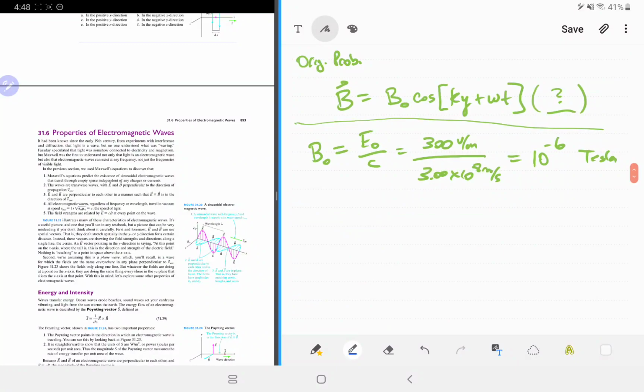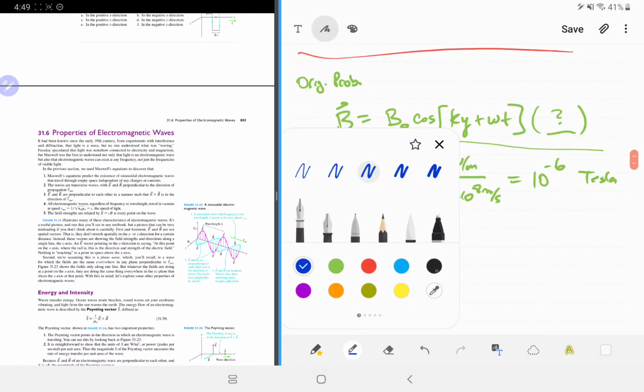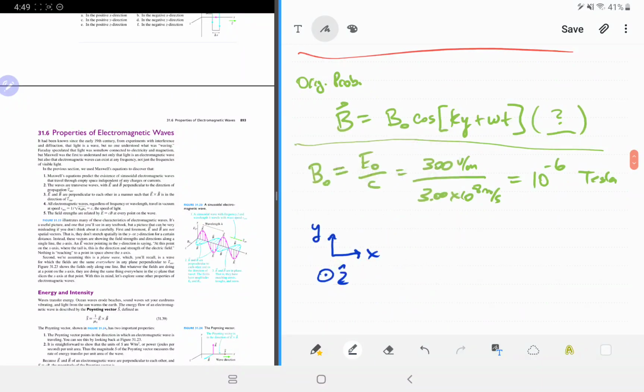So let's draw a picture here. We know from this info right here that the wave is traveling in the minus y direction. Okay, so I'm going to set up a coordinate system here: X, Y, and Z will be out of the page. I'm going to try and fill in the details here. So the wave is traveling in the minus y direction, right? We know that from this piece right here.